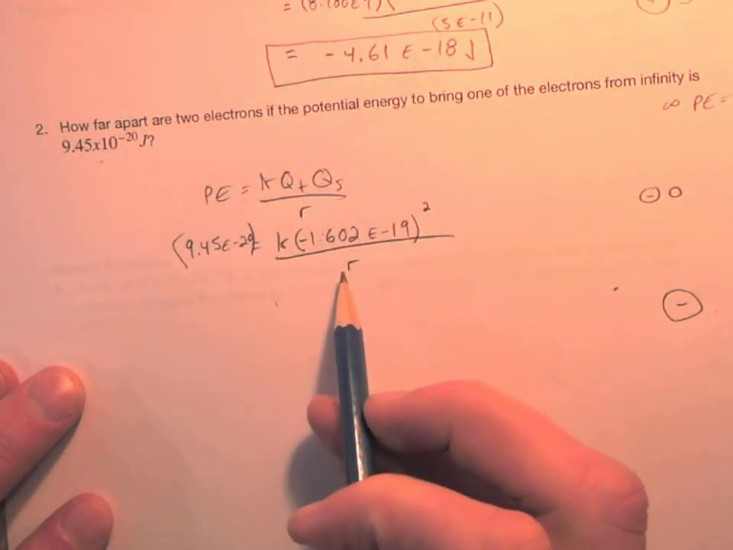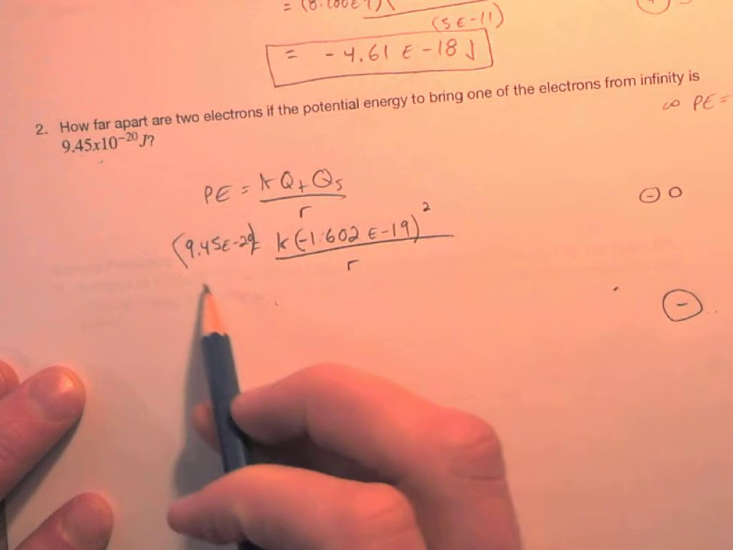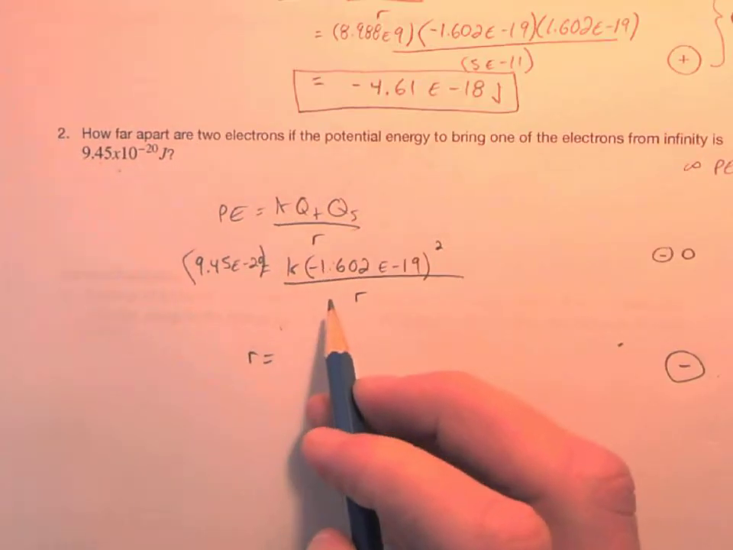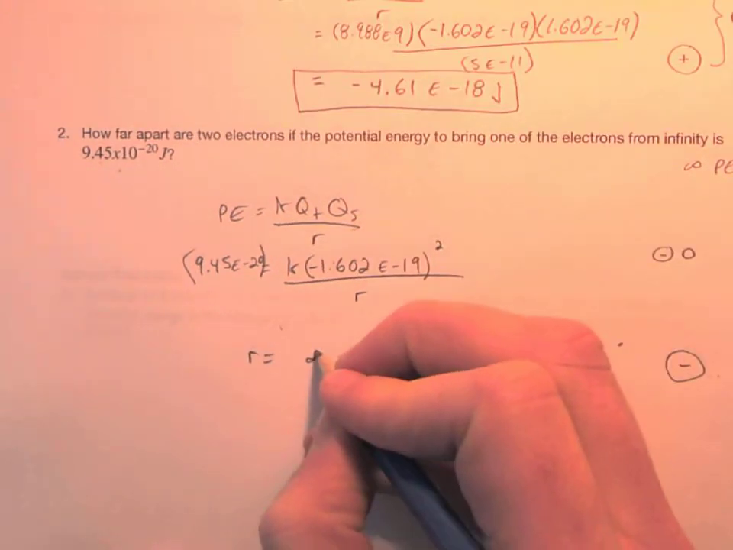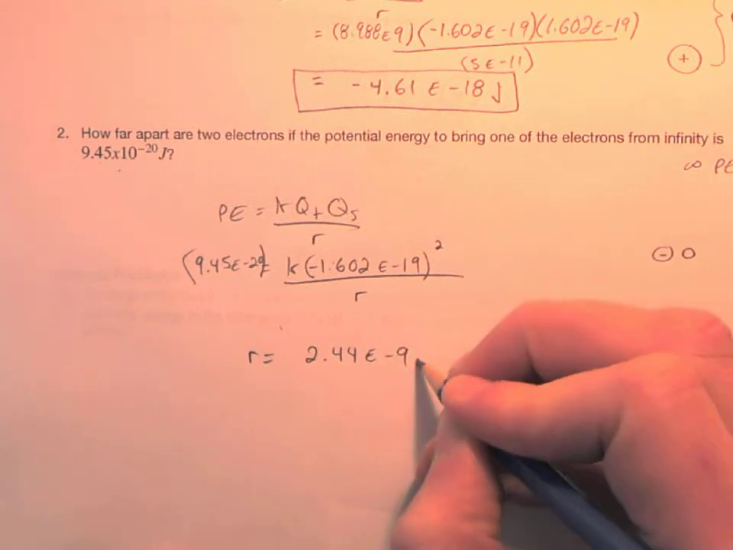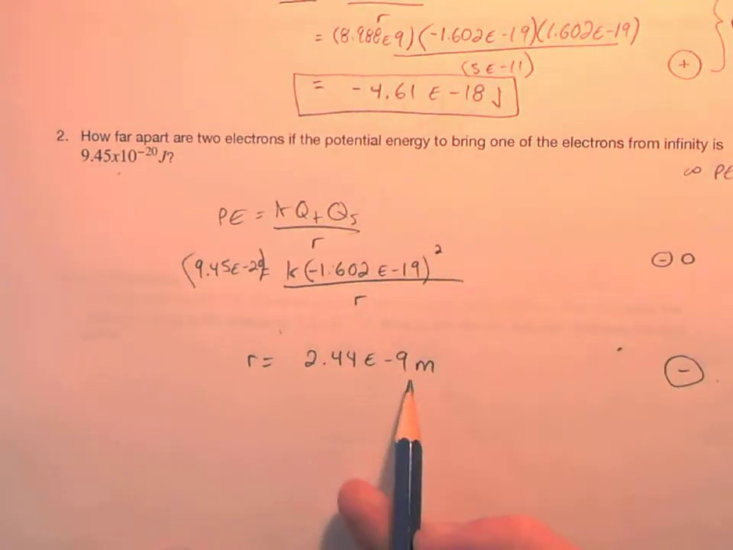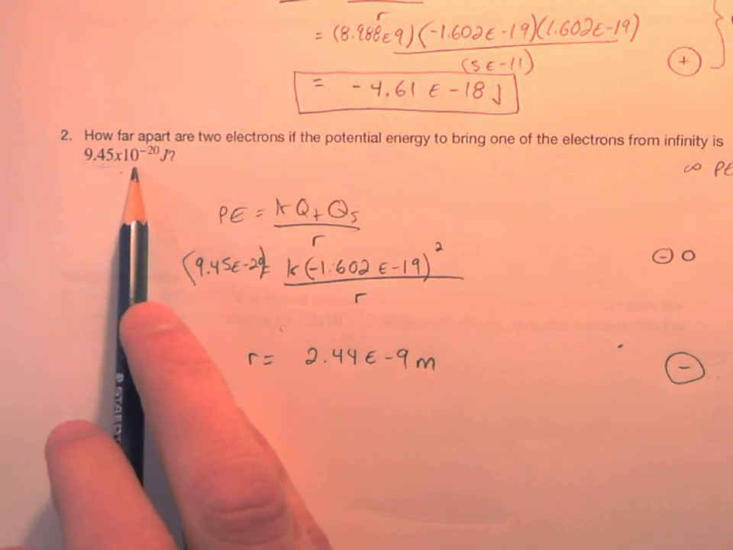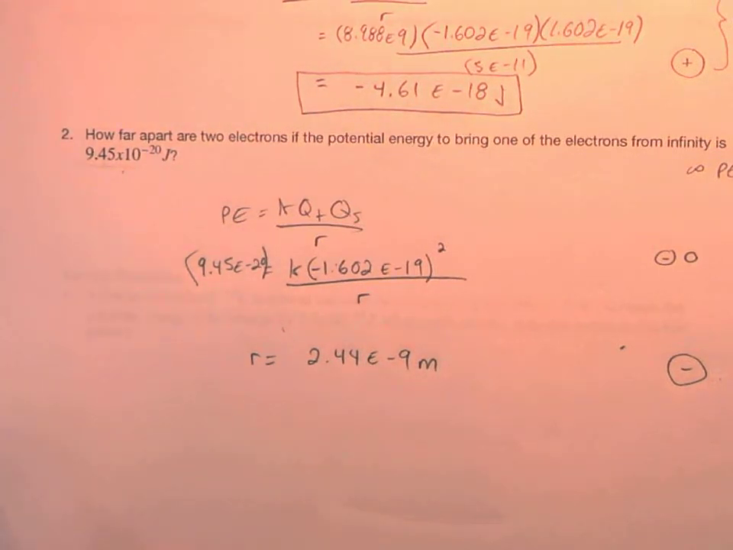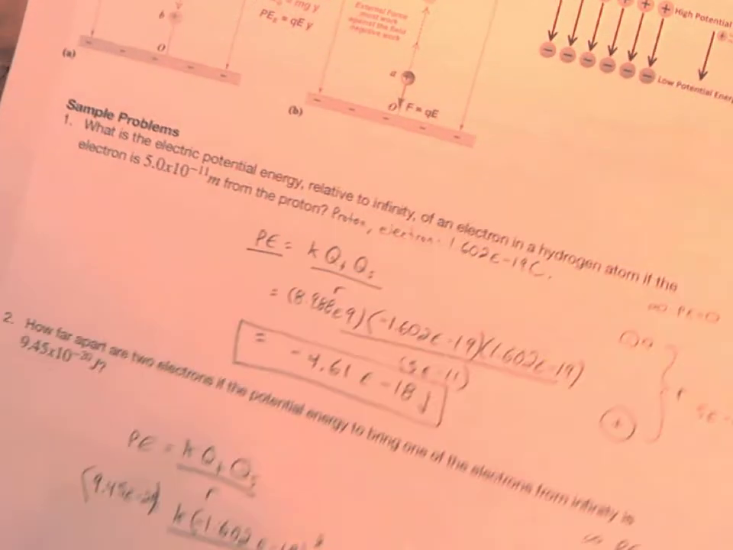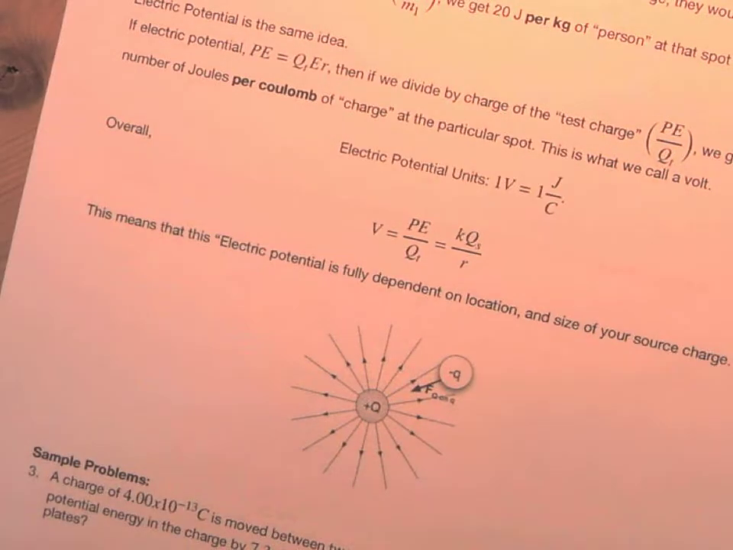So now we've got to solve for our R. We're going to multiply and divide by that. And overall, when we do that and calculate it, we get 2.44 e to the negative 9 meters. Okay, so it has to be really close together to have a potential energy of that many joules, which is a very small amount of joules, a lot smaller than 1. Alright, so there's some potential energy questions. Now on to the next section.